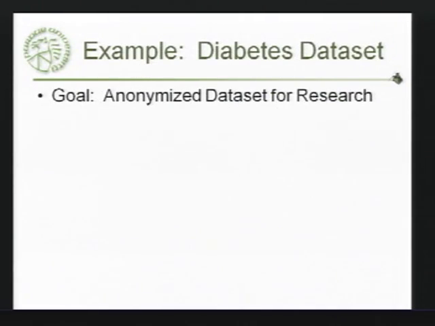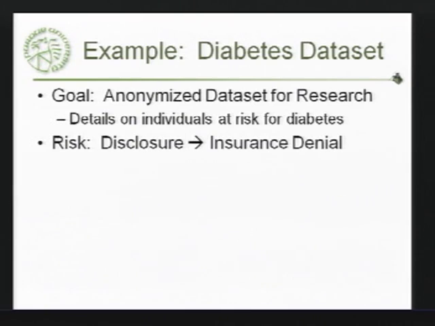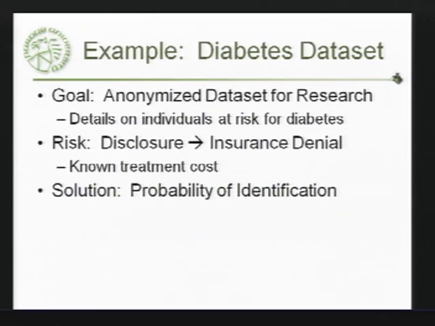So here's a specific example of this. Say we have a database of diabetes sufferers, and we would like to produce an anonymized data set for research. It has lots of details on individuals who are at risk for diabetes. The problem is, if we disclose this, insurance companies probably would not want to insure these people, because treating diabetes is expensive, an expensive ongoing treatment. There's a known treatment cost. The insurance company can look at this and say, this is how much it's going to cost, or how much they expect it to cost.